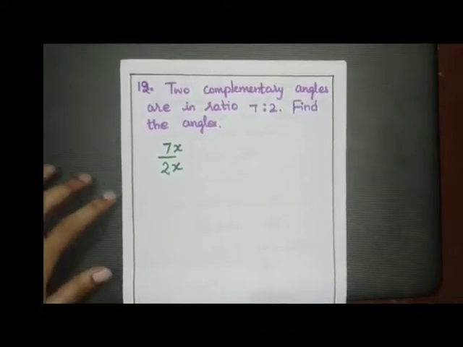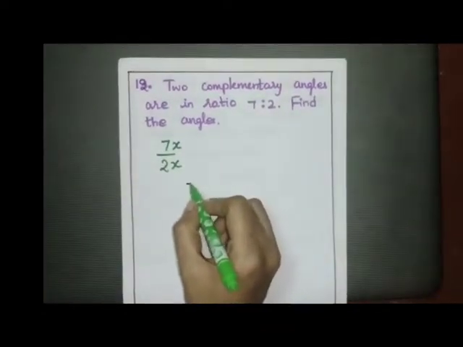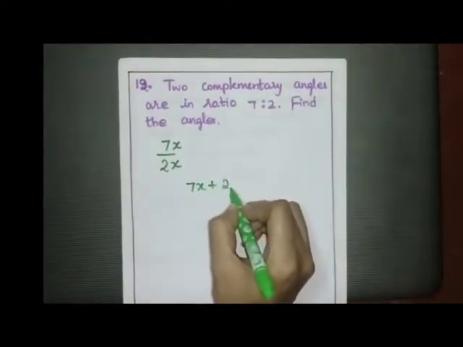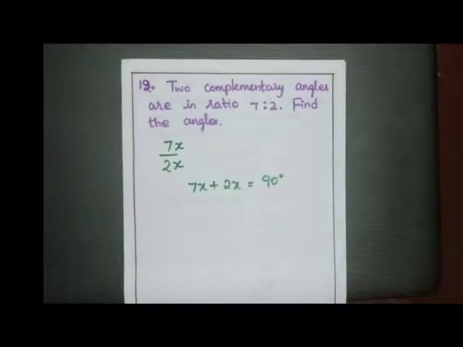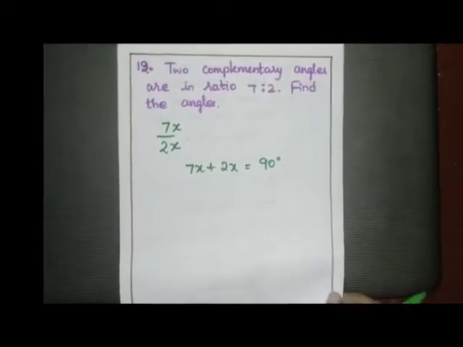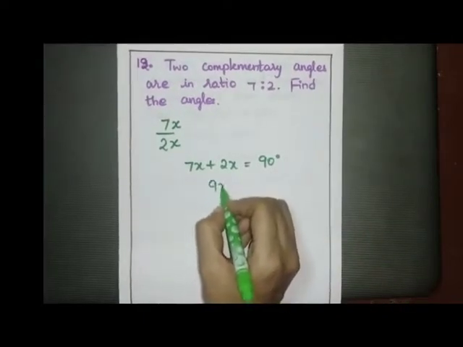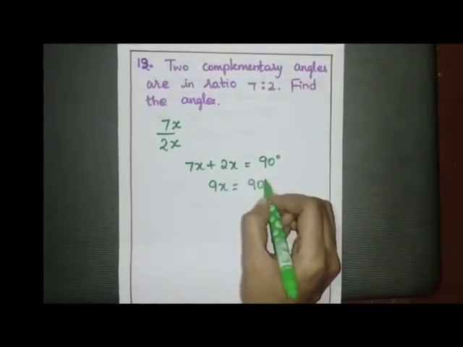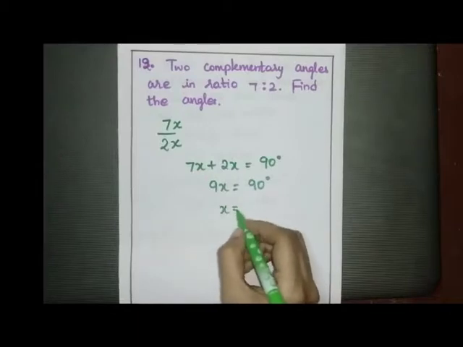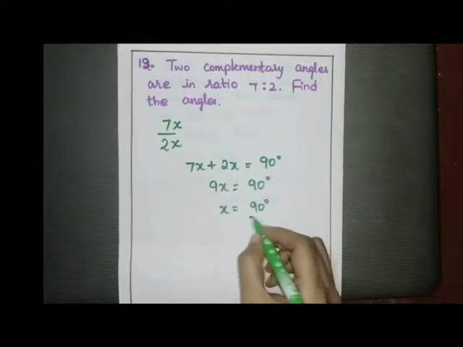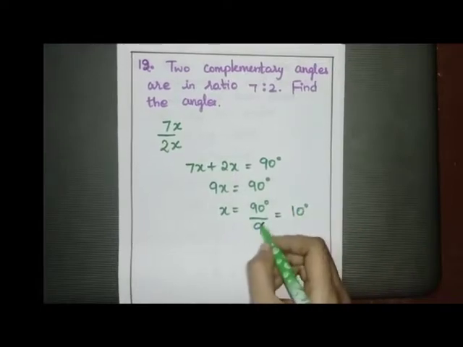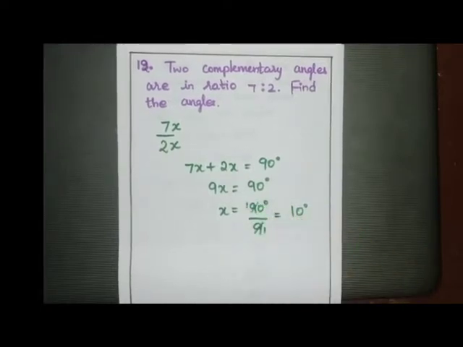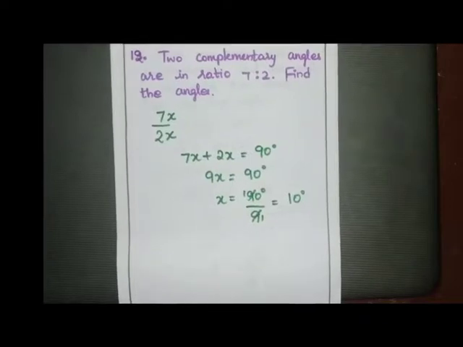Complementary angle means 7x plus 2x will give 90 degrees, because complementary. So 7x plus 2x, I will get 9x equal to 90 degrees. So x equal to 90 degrees by 9, I will get 10 degrees. 1 9s are 9. So the answer is 10 degrees.